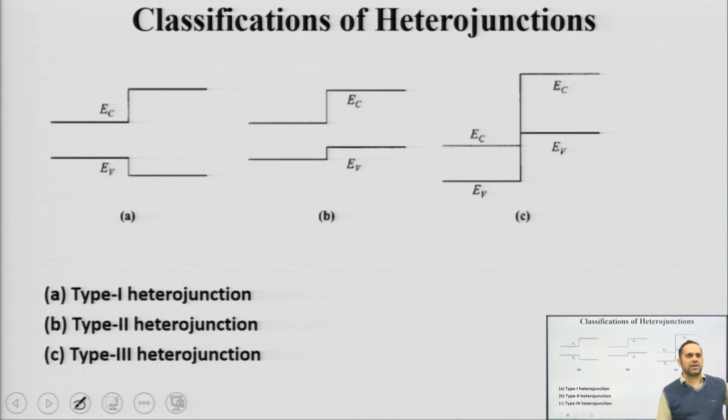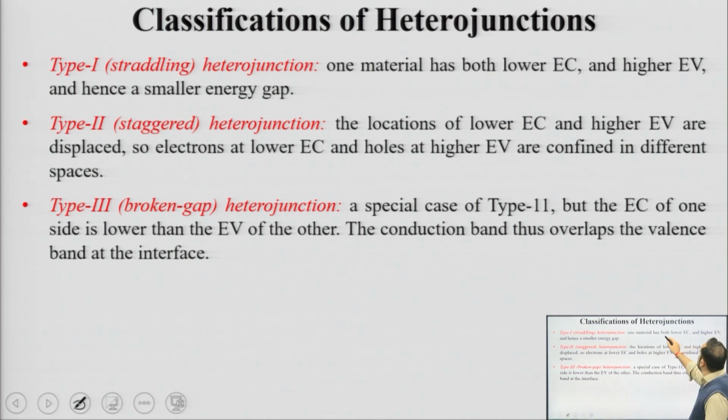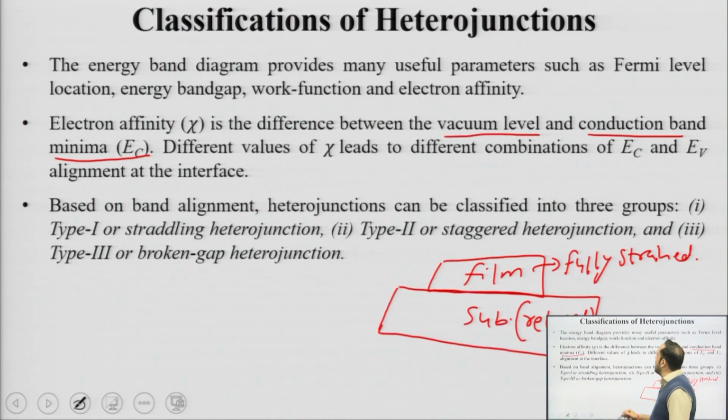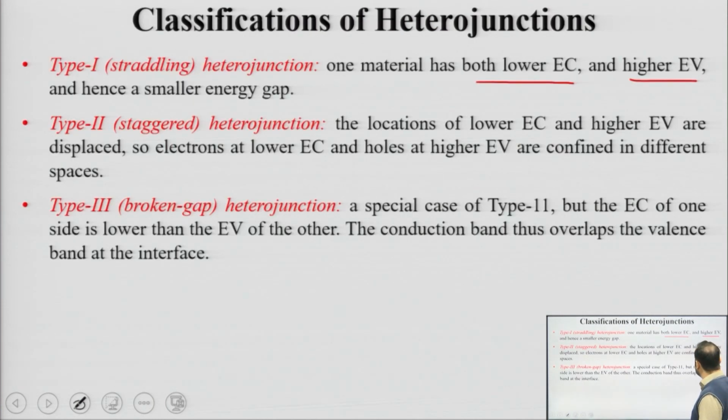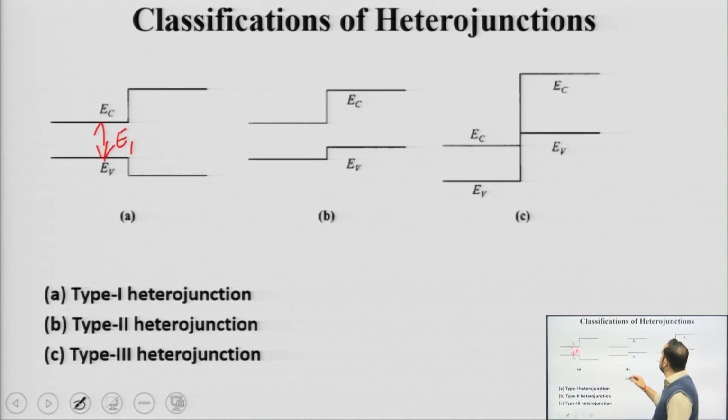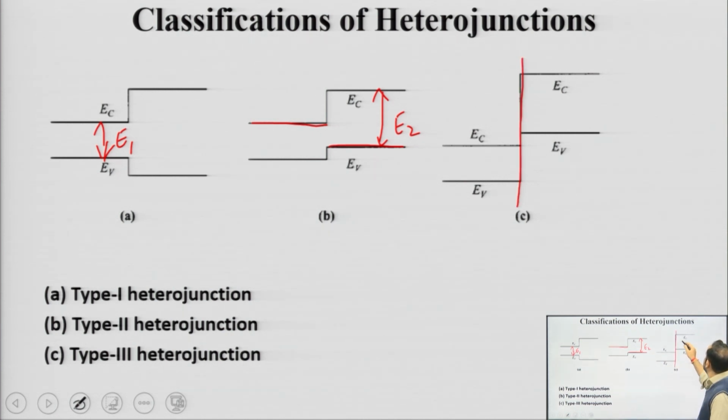Pictorially, we can see it like this: this is your type 1 heterojunction, and this is the type 2 heterojunction. In type 1, you can say that it has lower EC and higher EV, a smaller energy band gap. Let us call the band gap here E1. If I compare it with type 2, the lower EC and higher EV are displaced, so the minima of EC and maxima of EV are actually displaced. If I measure the energy band gap, this E2 is usually higher, and in type 3 at the junction they overlap. So, it is difficult to identify where the energy band gap is.